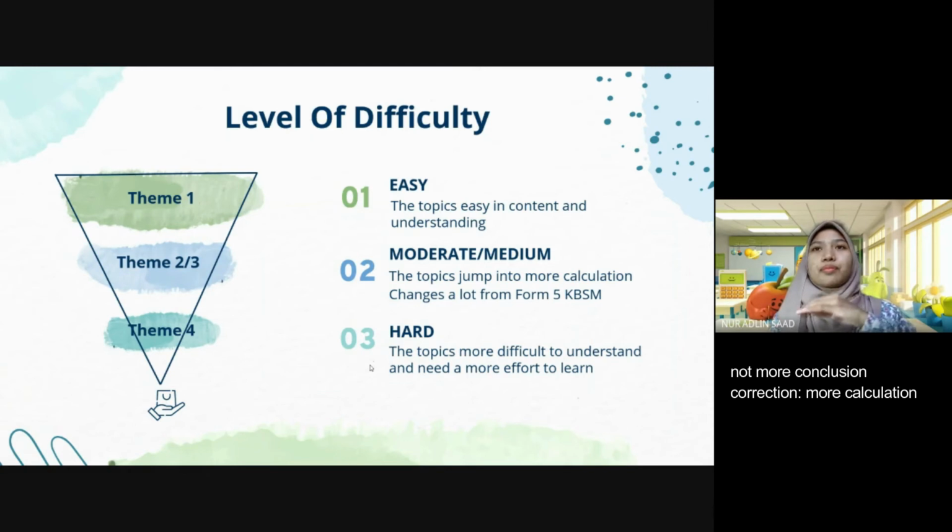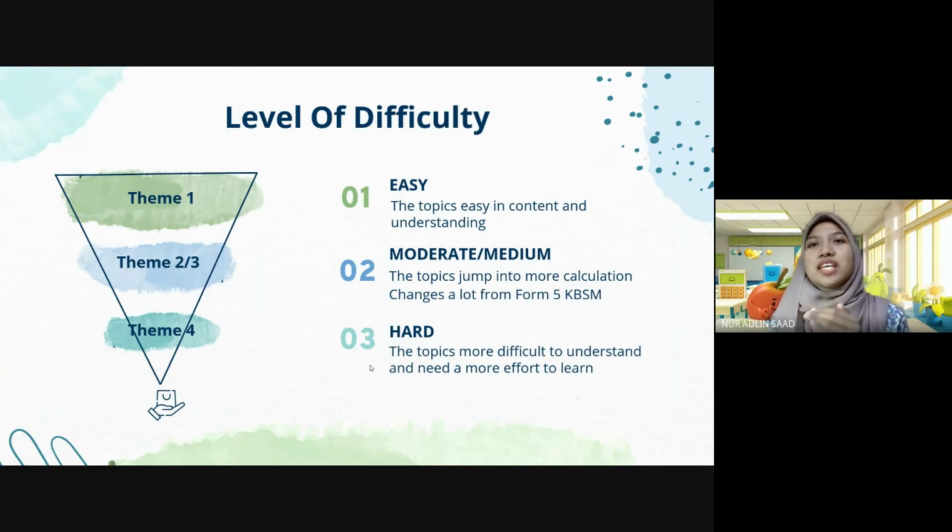If you move back, when I said that theme 3 is applied physics, the word applied itself shows that it is the moderate, medium level in the lower order thinking skill. It is clarified in the Bloom taxonomy. After that, I will explain the Bloom taxonomy to you. But first, we have to finish the level of difficulty. Theme 4 is qualified as a hard topic, why? Because the topic is more difficult to understand and needs a lot of effort to learn.